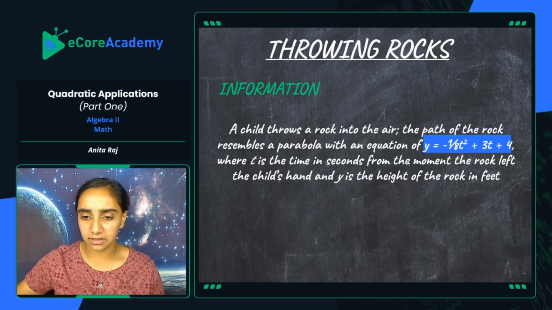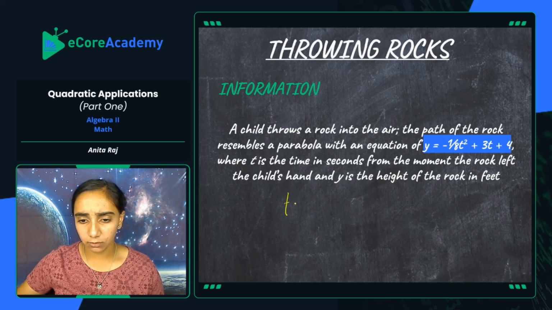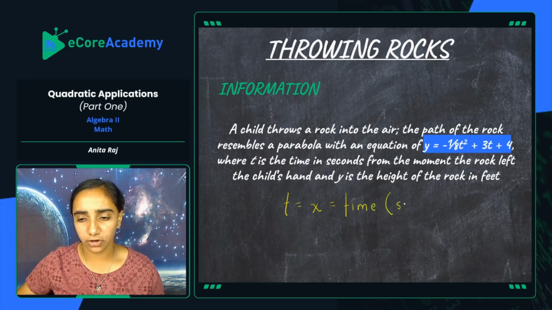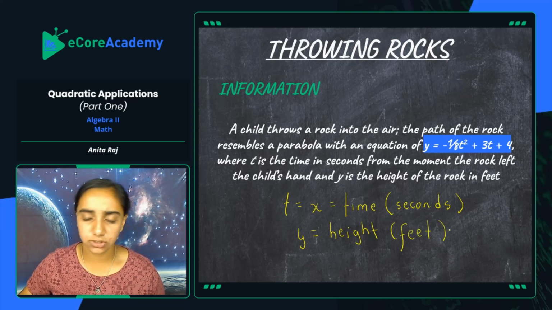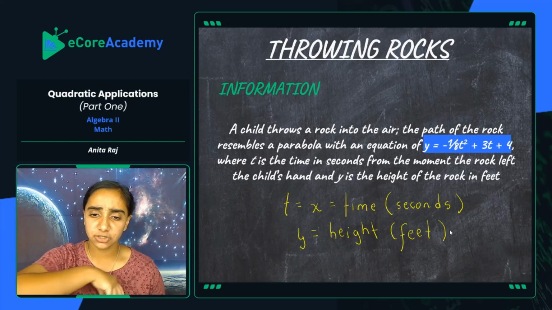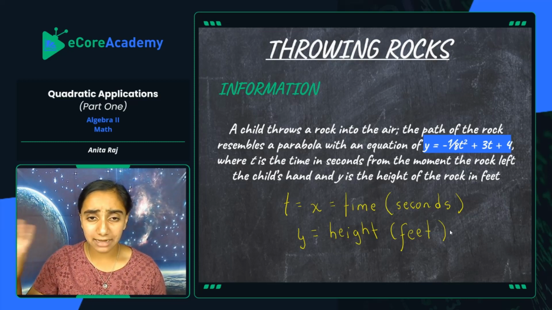Let me actually write this down here. T, which is your x, represents time in seconds, and you should probably know this by now, but I'm just going to write it anyway. And then y is your height of the rock at a given time, and it's going to be given in feet. So just know that that is the unit we're going to be using in this problem, feet. So those are the two variables you need to focus on. That's the information we've been given. So now let's get into actually solving this problem.